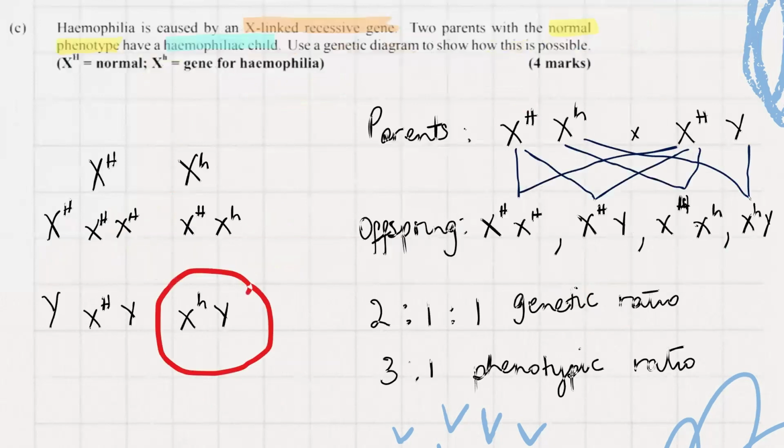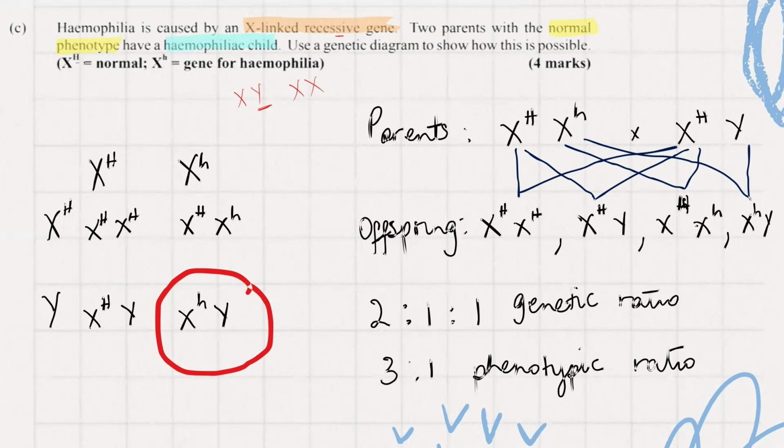And the last part is hemophilia is caused by an X-linked recessive gene. So if it is X-linked, then now we know we are using X and Y chromosomes here to figure out the answer. So it's caused by an X-linked recessive gene. That means this recessive gene is only carried on the X chromosome, not the Y chromosome. So 2 parents with the normal phenotype have a hemophiliac child. Use a genetic diagram to show how this is possible. And they give you it here.